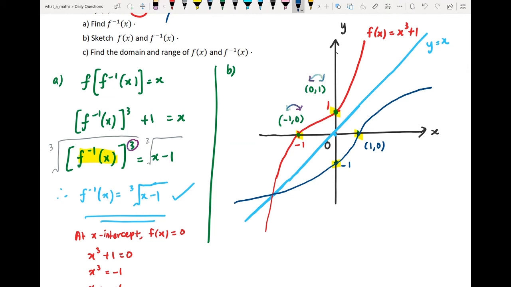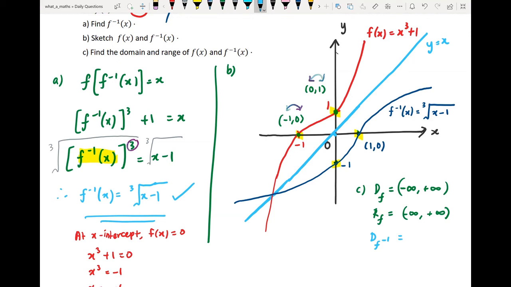Now I can label this as f inverse of x equal to the third root of x minus 1. Okay, now we move on to part C. Find the domain and range of f(x) and f inverse. For part C, look at the red graph. Most left is negative infinity, most right is positive infinity, open, open. And my range of f, most bottom is negative infinity all the way upwards to positive infinity.